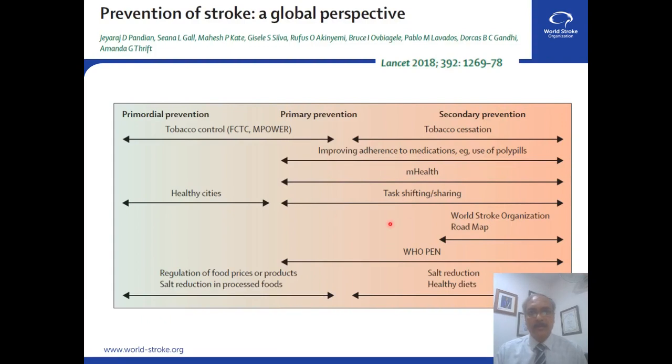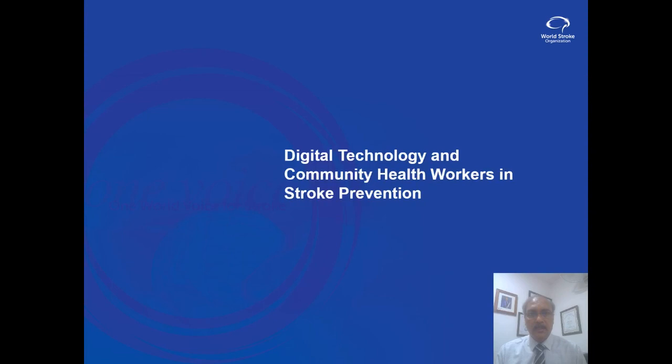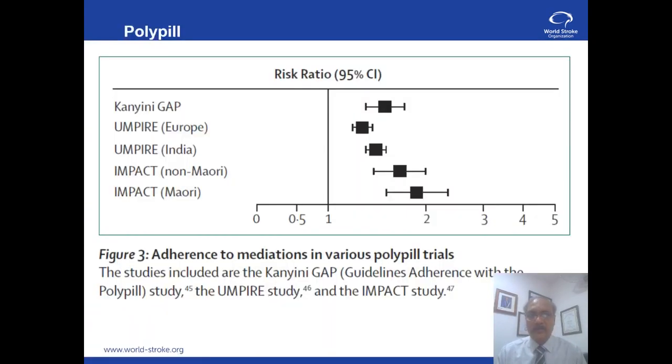So this slide shows the various modalities of prevention, that is primordial, primary, and secondary. I'll be talking on primary and secondary prevention, particularly focusing on digital technology, mobile health, task shifting and task sharing, with strategies to improve adherence to medications like polypills. So digital technology and community health workers: how can we use these two methods to prevent stroke?